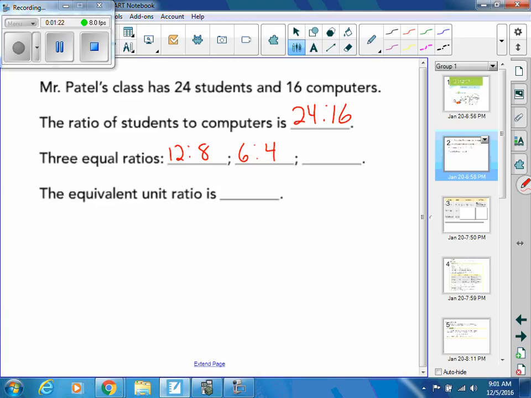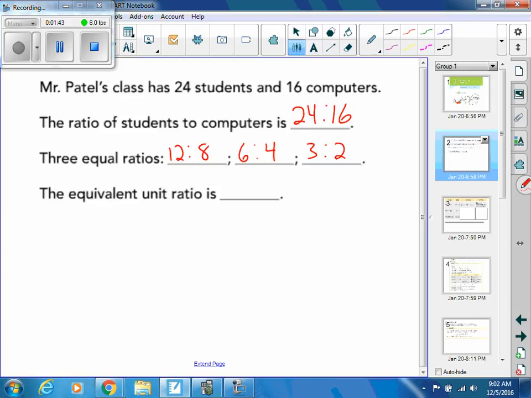6 and 4 are both even numbers, so I can divide both of those by 2. 6 divided by 2 is 3. 4 divided by 2 is 2. So 3 to 2 is also an equal ratio to 24 to 16. It's also equal to 6 to 4, and it's equal to 12 to 8.